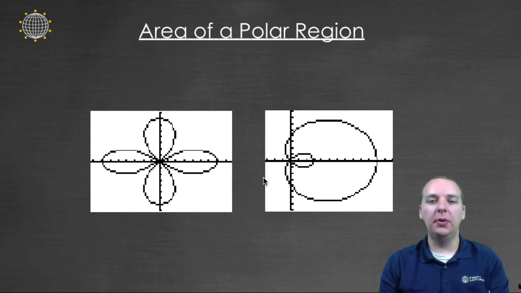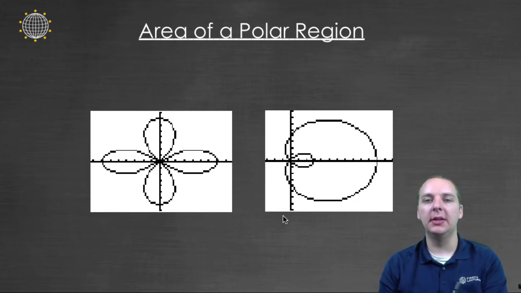So here's a couple of very typical polar graphs. Here we have a rose curve, and here we have what's called a limacon. A limacon has this thing called an inner loop right here, and these are just two typical polar graphs. There are others. I just arbitrarily picked these guys.